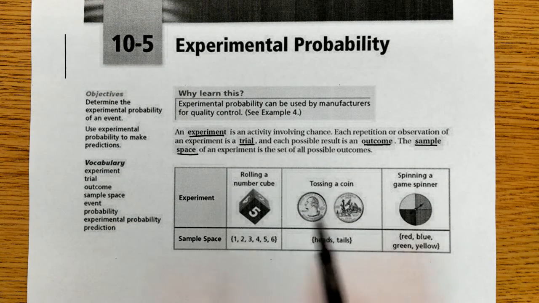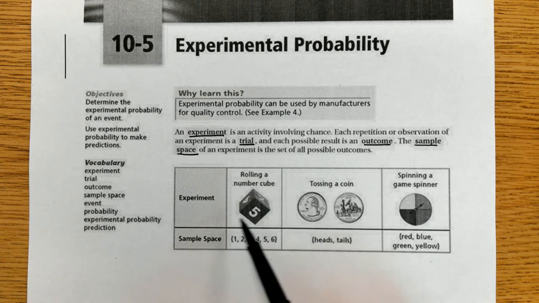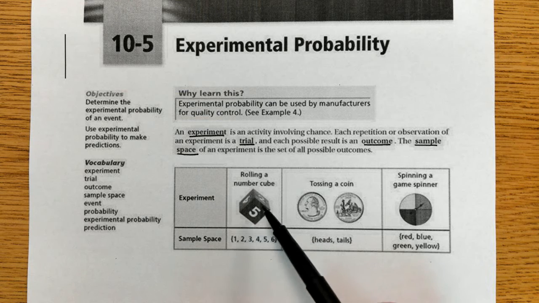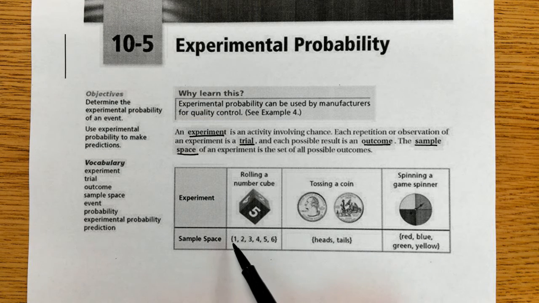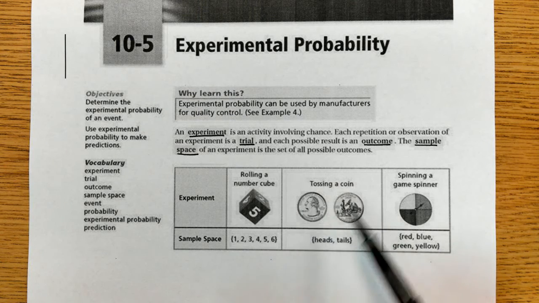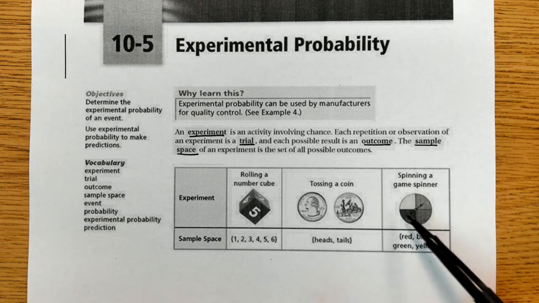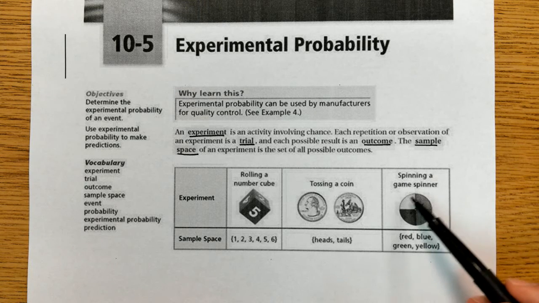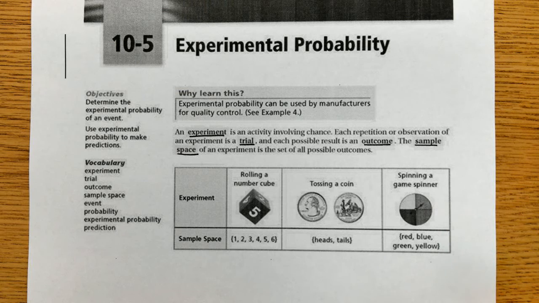So here, one experiment that you could have is rolling a number cube. In this experiment, our sample space, you can roll a 1, 2, 3, 4, 5, or 6. You could also toss a coin. Heads or tails would be the sample space. And then spinning a spinner, you could have different results. Now this is in black and white, so in your book you'll see that it's in color, and the colors are red, blue, green, and yellow.